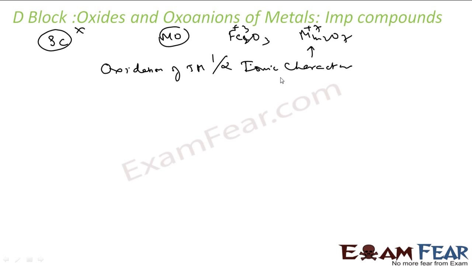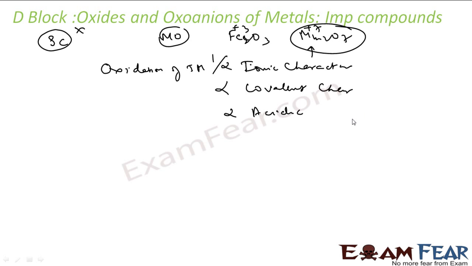So as oxidation number increases, the ionic character decreases, the covalent character increases, and the acidic character also increases. So the oxidation state of the transition metal is directly proportional to the covalent character and directly proportional to acidic behavior. We have seen higher oxidation states are acidic. For example, Mn2O7 is acidic, MnO2 is basic. These things we have seen.